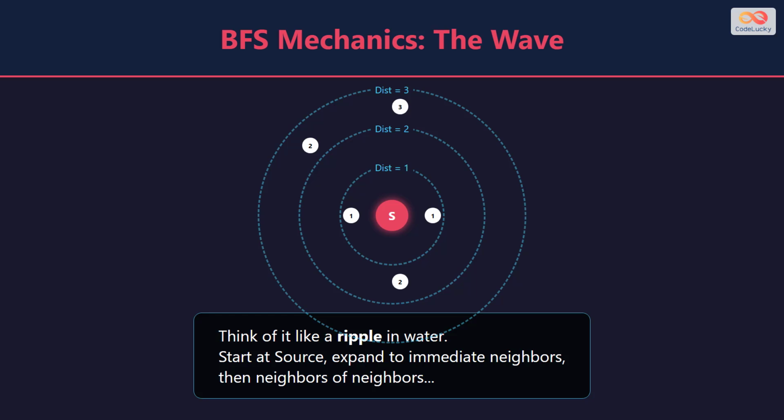Think of breadth-first search like a ripple in a pond. When you drop a stone, the waves expand outward in perfect circles. BFS starts at the source, then visits all nodes at distance 1, then all nodes at distance 2, and so on. This layer-by-layer expansion ensures that the first time we reach our destination, it is via the shortest possible path.